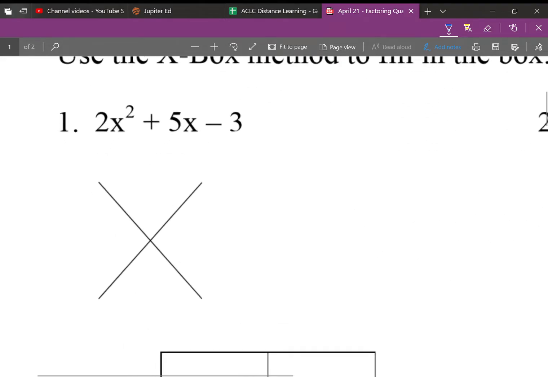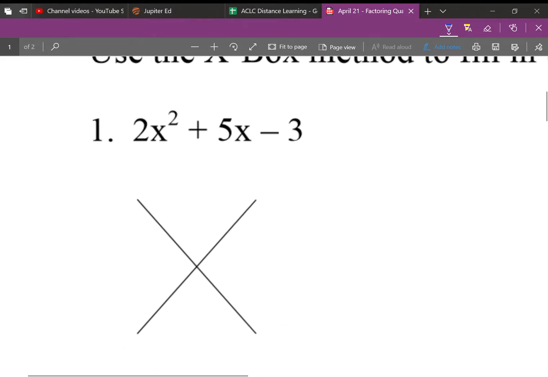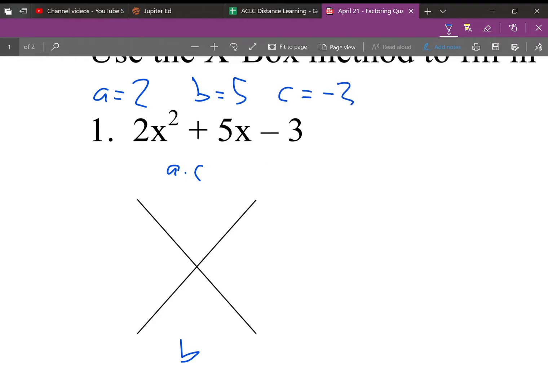Let's go ahead and look at number 1. Now we are going to use the technique for making the x that we've been using for a few weeks now, where I need a times c at the top and b at the bottom. Well, let's make sure I identify a, b, and c first before we try to fill this in. A is always the number in front of x squared, which is 2. B is always the number in front of x, which is 5. And c is the number by itself, which is negative 3.